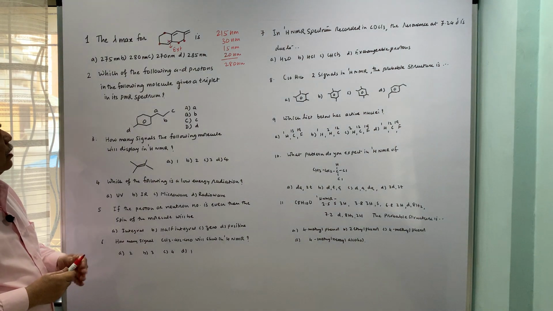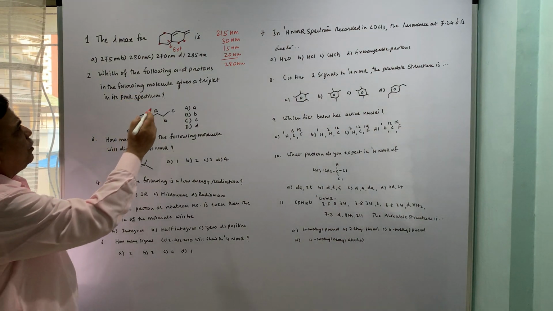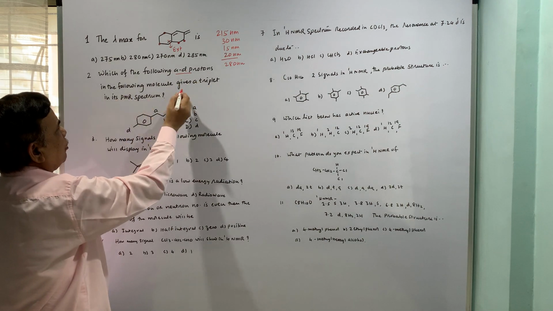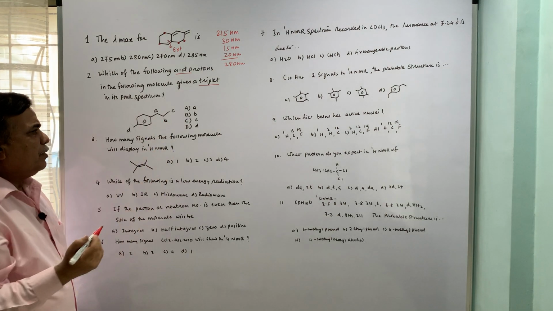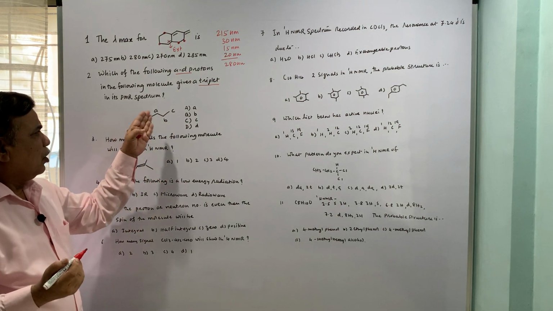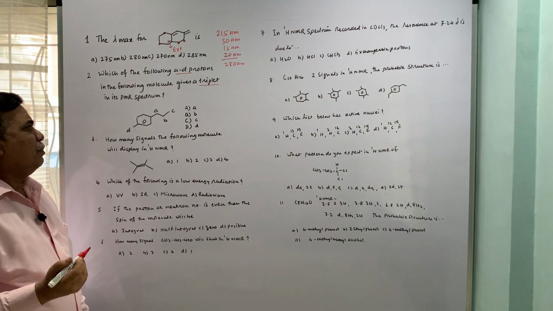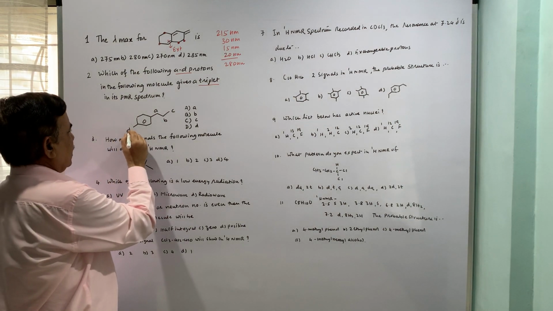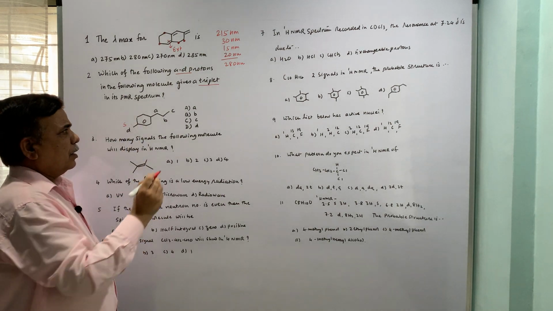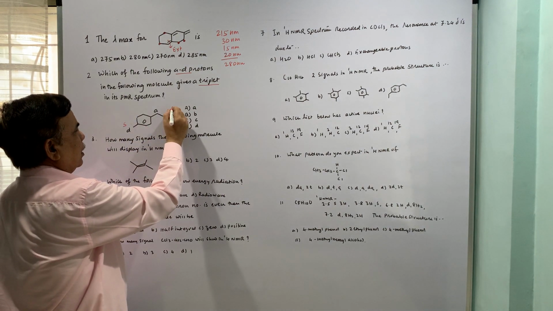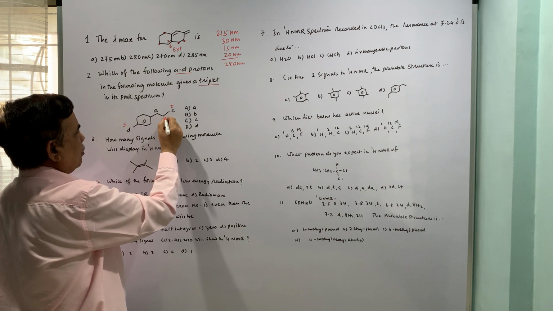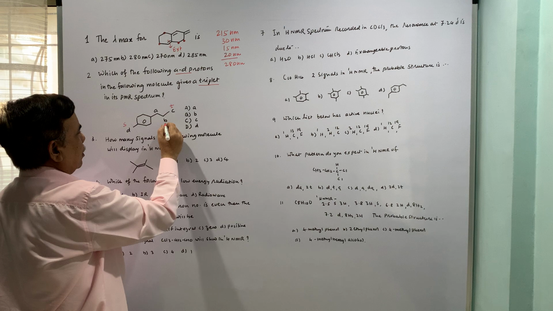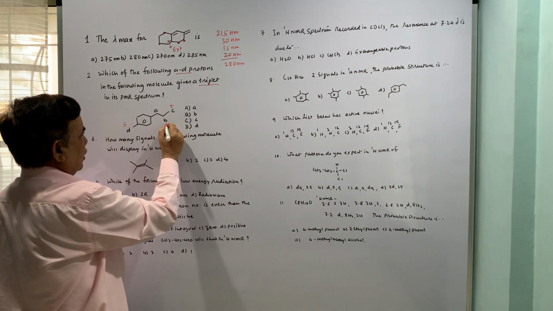Which of the following, the second example: A to D protons in the following molecule, which gives a triplet. Now we have to find out whether A, B, C or D, the small letters, can give a triplet. This will give a singlet, so that is out of question. This will give a triplet because it has two neighbors. This will give a quintet or sextet rather.